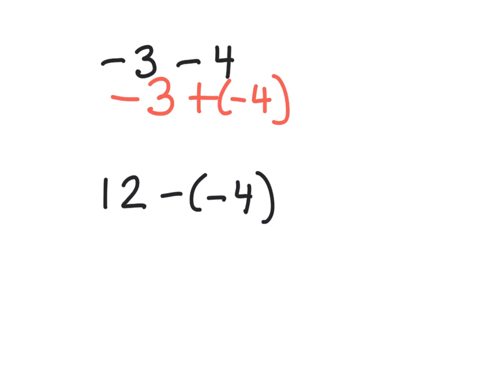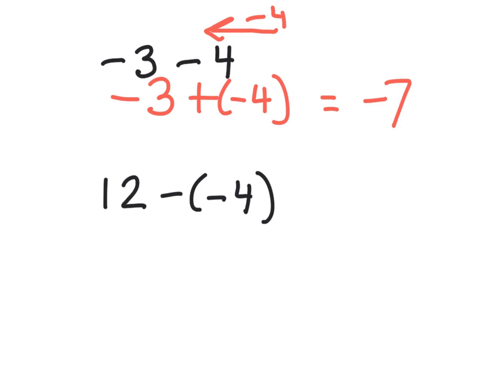And if you think about it, that should make sense. If we're on a number line subtracting 4, we're going in this direction. And that's the same as adding a negative 4, going to the left on a number line. So let's apply our rule again. Same sign, add and keep. Negative 3 plus negative 4 equals negative 7.